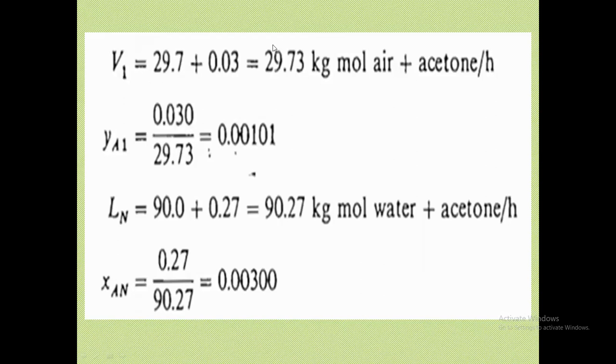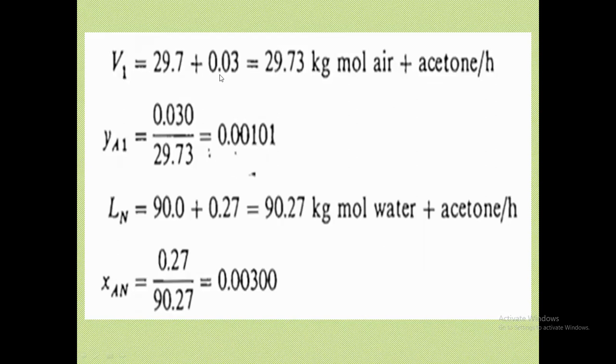So 29.73 kilogram mole air plus acetone per hour. Now, knowing this is the total V1, you can solve for YA1. YA1 is the acetone in V1 divided by the total value of stream V1.